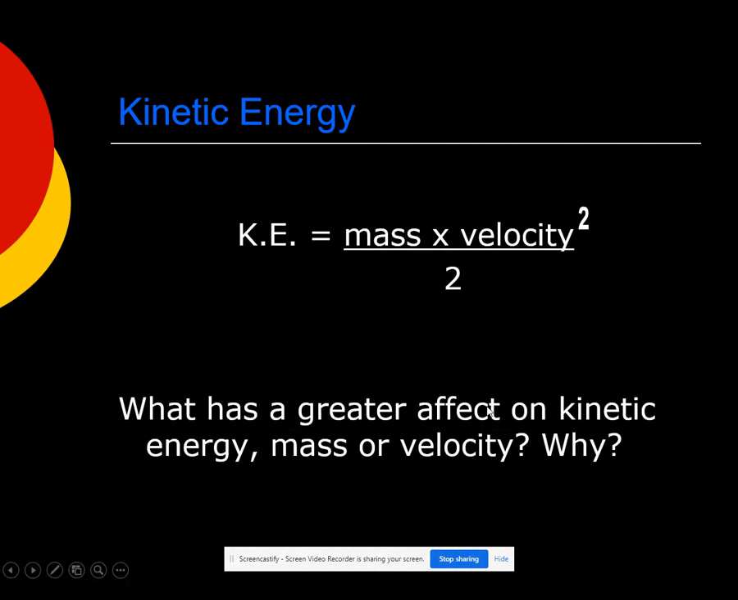Here's the equation for kinetic energy. It's KE, kinetic energy, equals mass times velocity squared, all divided by 2. Mass times velocity squared divided by 2.